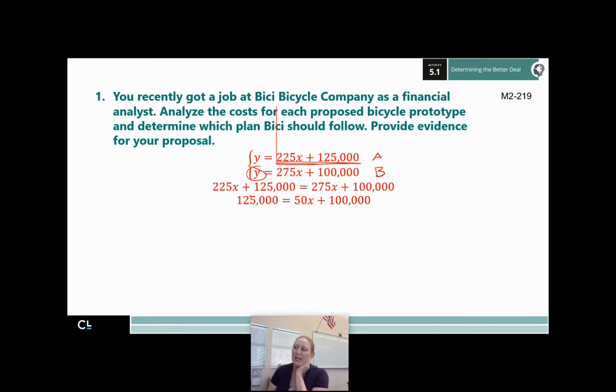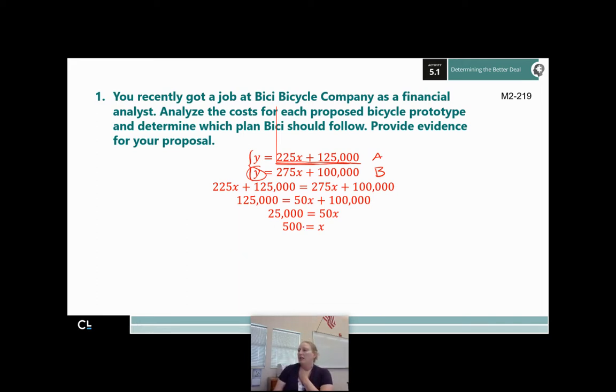So if I subtract 125,000, subtract out 100,000, that leaves me with 25,000. And of course, divide both sides by 50. Oh my gosh, this is why I have my trusty calculator. Do you have your trusty calculator? I hope so. So 25,000 divided by 50 gave me 500.